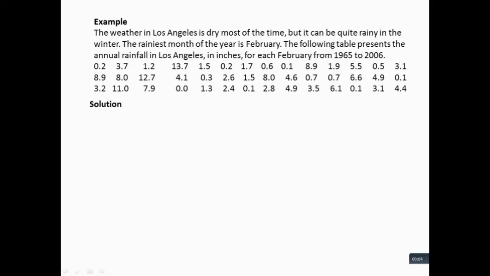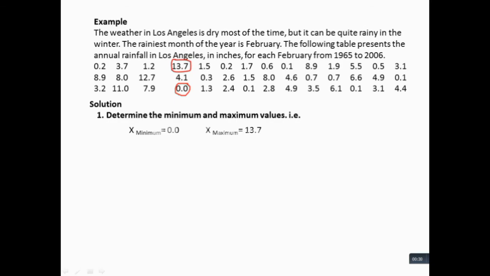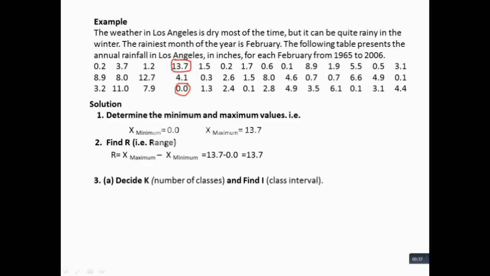Now we consider another example of one decimal fractional data, which is the amount of rainfall from 1965 to 2006 during the month of February in Los Angeles. First of all, we will find the minimum and maximum value. So the minimum value is 0.0 and the maximum value is 13.7. In the second step, we will find the range. So maximum minus minimum, we have 13.7, which is the range of our data.